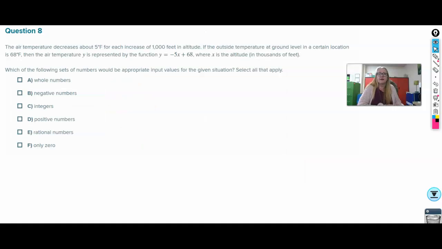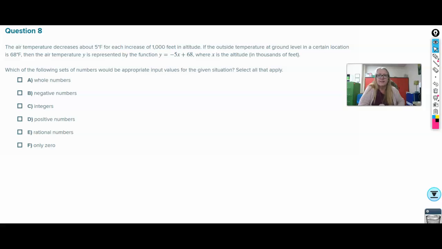And question number 8, this is a multi-select question. The air temperature decreases about 5 degrees for each increase of 1,000 feet in altitude. So the temperature goes down 5 degrees every 1,000 feet that you go up a mountain. If the outside temperature at ground level in a certain location is 68 degrees, then the air temperature y is represented by the function y equals negative 5x plus 68, where x is the altitude in thousands of feet. Which of the following sets of numbers would be appropriate input values for the given situation?